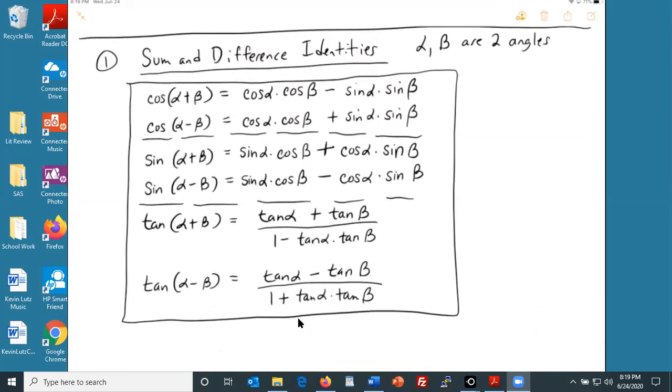So take a minute there and just double check your writing with mine. Make sure you've copied down everything correctly and it's exactly as I have it. So I'll give you half a minute there to do that, to make sure you're caught up.